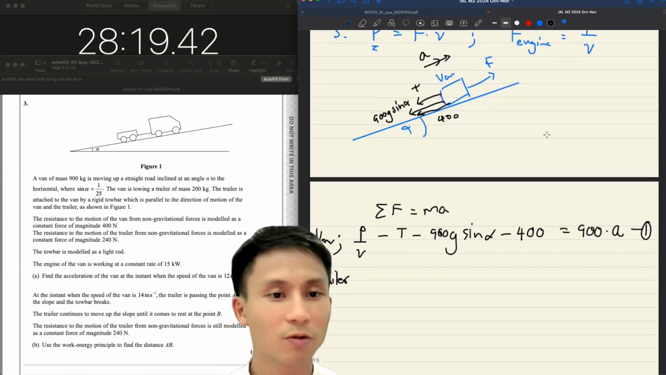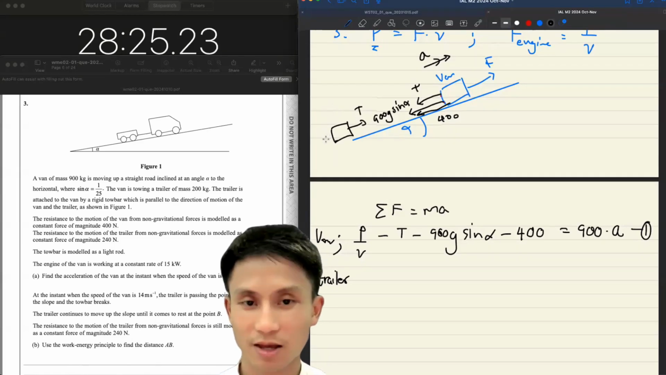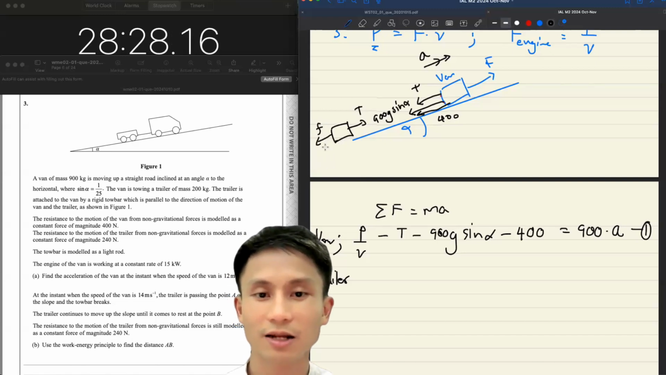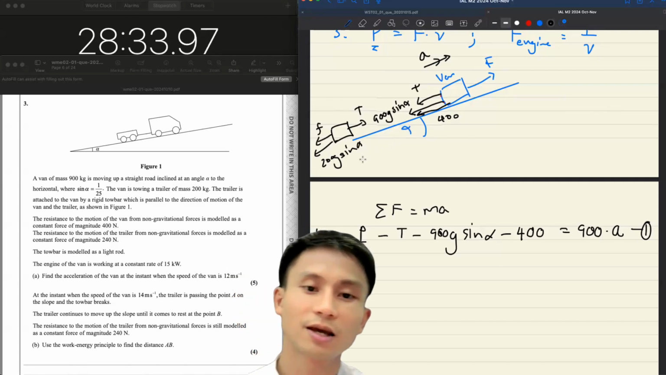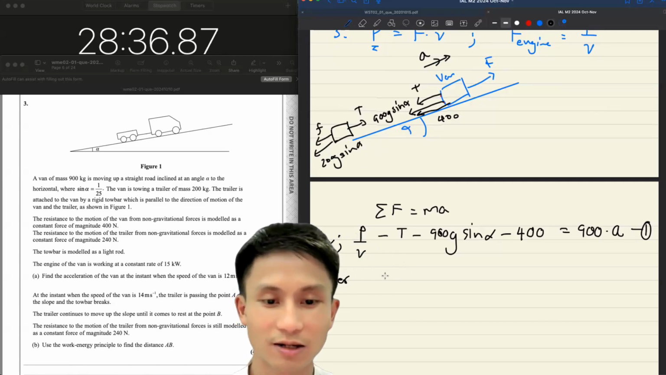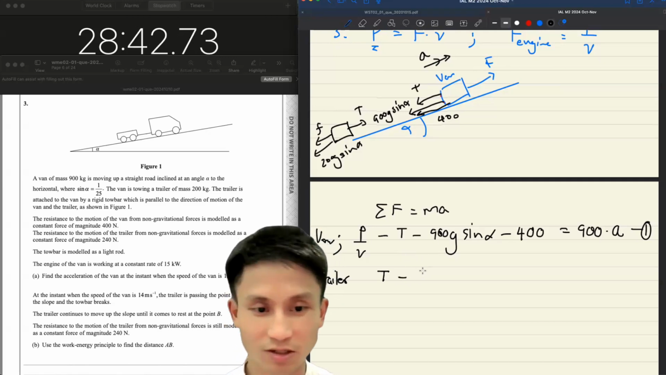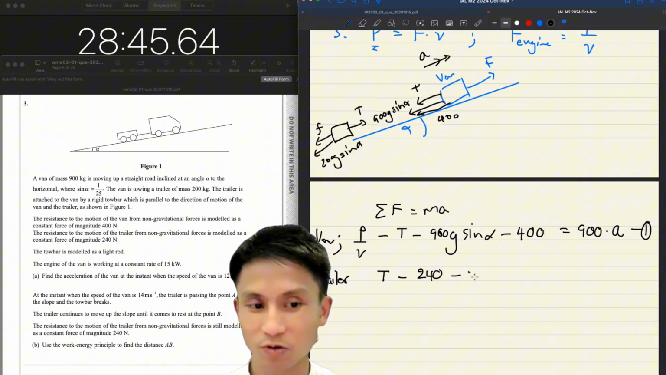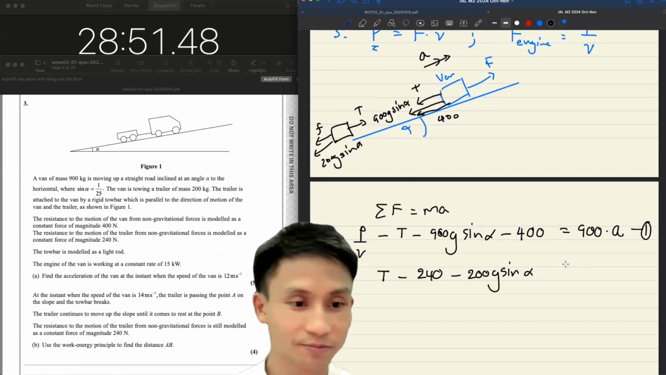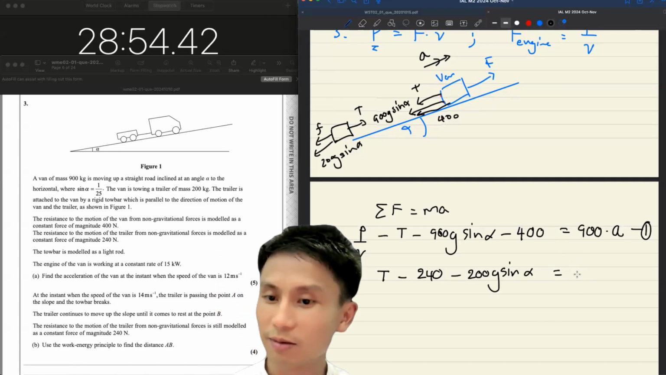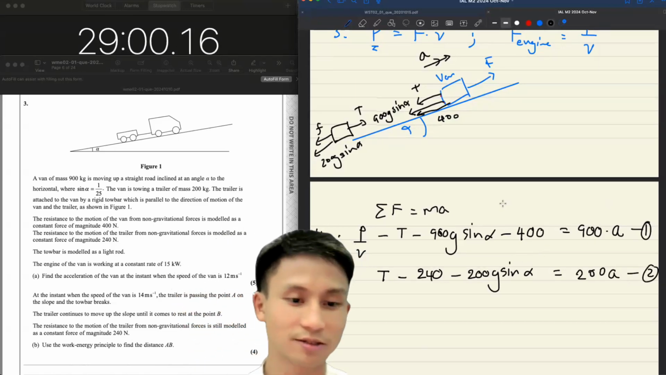So the trailer is going up by what? Let me draw a trailer here by a tow bar, of course. And then there's a friction. And then there's a weight component as well, which is 200 g sine alpha. And that's it. So for the trailer, T is the driving force upwards, minus the resistance, 240, minus the weight component, 200 g sine alpha. And I think that's it for the trailer. Equals, what's the mass? 200. And acceleration is the same because this is a connected particle system.